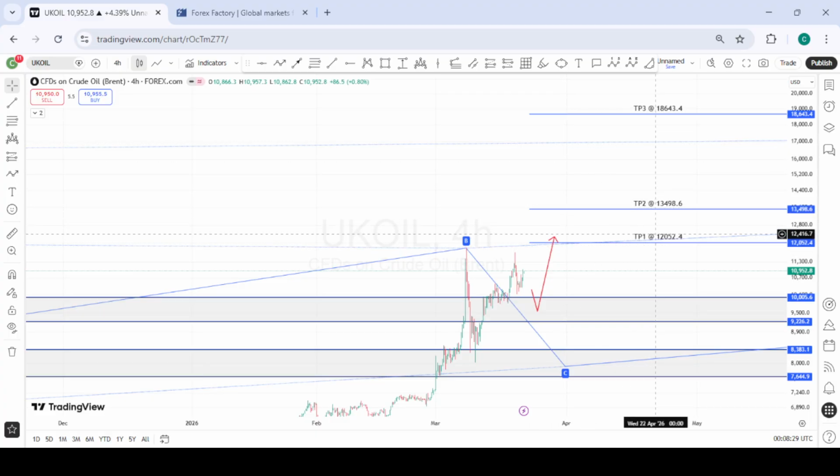So TP1 around $120 per barrel, TP2 around $134 per barrel, and then TP3, which is our crab pattern and potential reversal zone, around $186 per barrel for Brent crude oil.